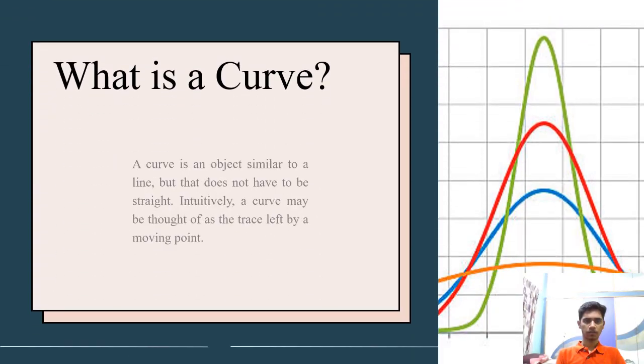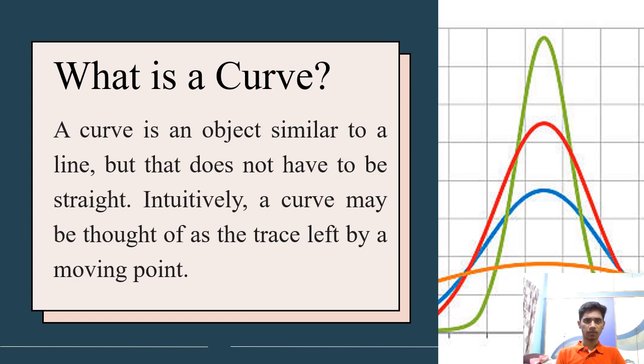What is a curve? A curve is an object similar to a line but does not have to be straight. A curve may be thought of as the trace left by a moving point. It consists of only one dimension, which is length. It does not have width or depth.